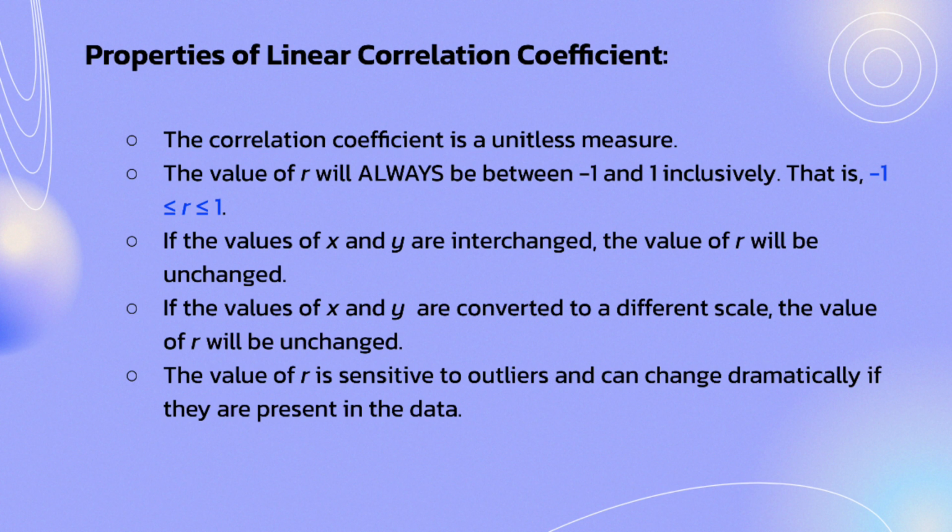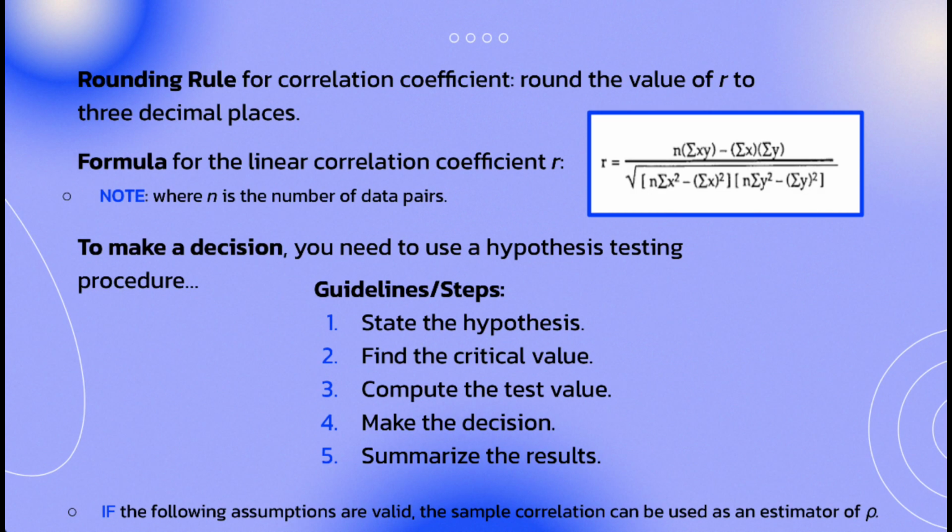If the values of x and y are interchanged, the value of r will be unchanged. If the values of x and y are converted to a different scale, the value of r will be unchanged. The value of r is sensitive to outliers and can change dramatically if they are present in the data. The rounding rule for the correlation coefficient: round the value of r to 3 decimal places.